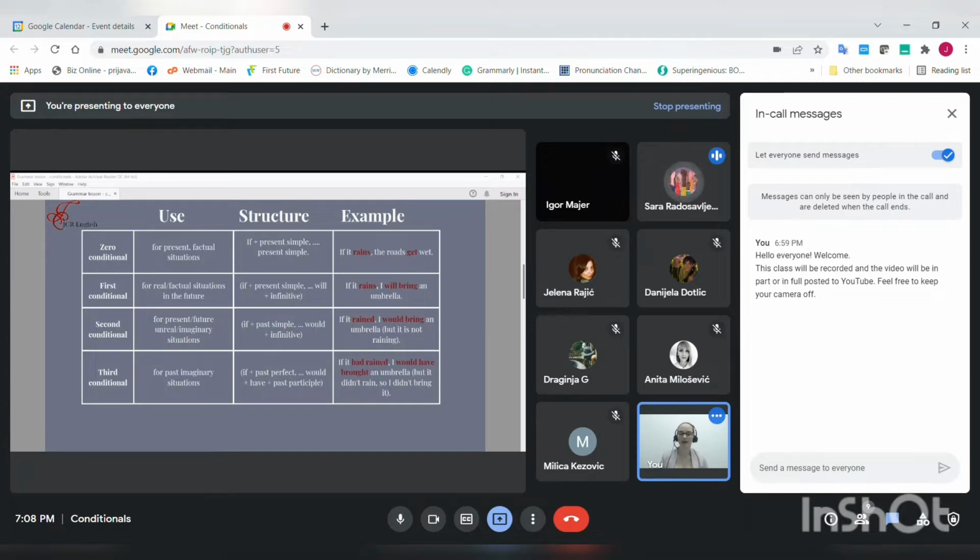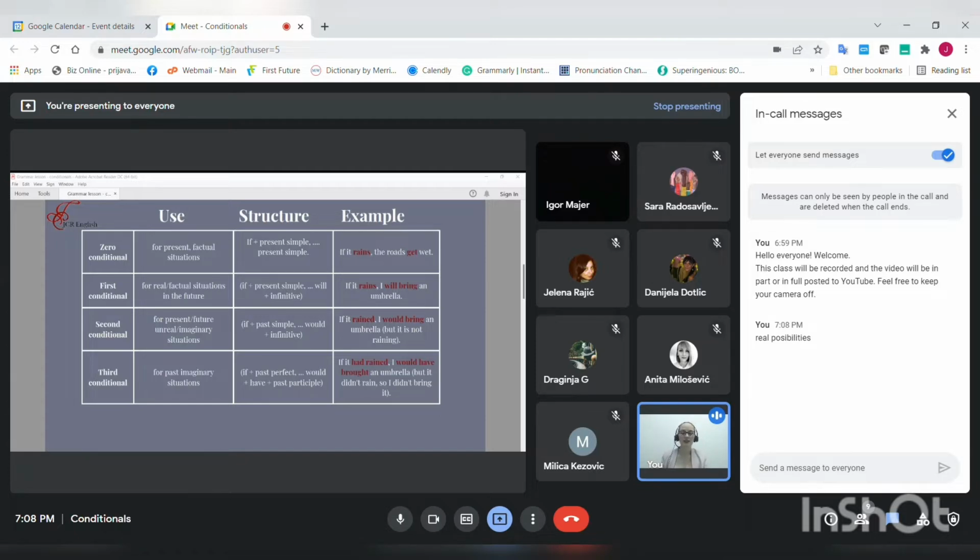Okay, Sarah? Yes? We are using it for real, factual situations in the future. That's right, yes. That means, as you probably all know, that we use the first conditional when we talk about, and I will write it in the chat box, for real possibilities in the future. Real possibilities. So there is a condition, but if that condition is fulfilled, then this will happen.